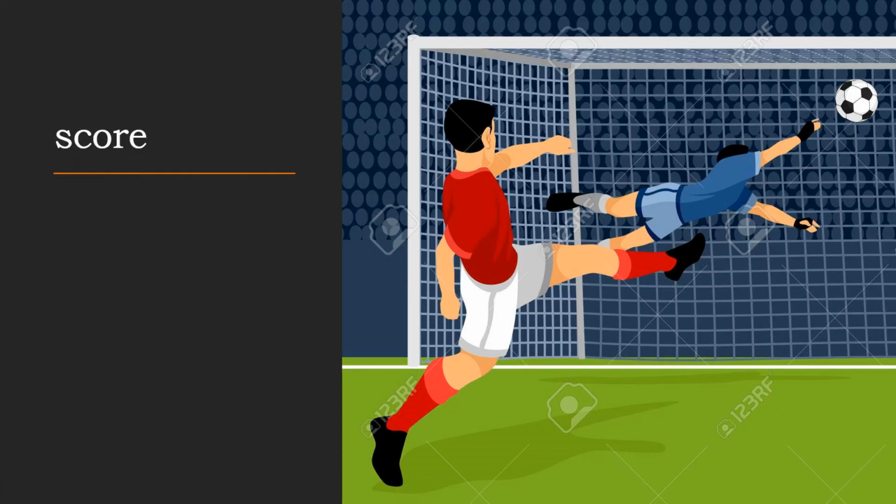So the first word is score. Score, of course, to score a point. And this is a verb, to score the point. He scored several points last game. To make a point in a sport. And that is a verb, right? We also can have score as a noun, right? And in this case, it means I checked the score of the game.